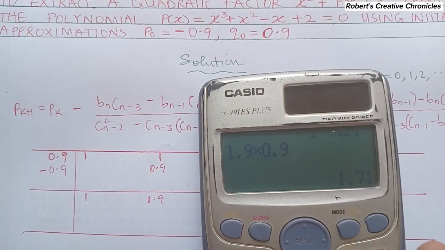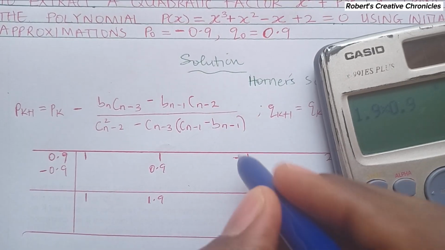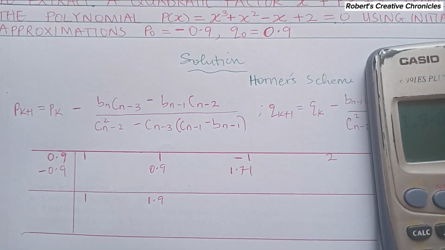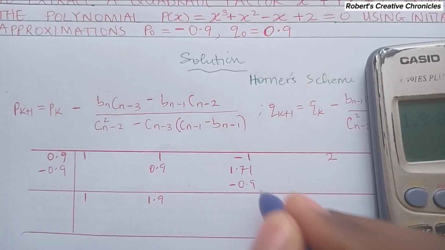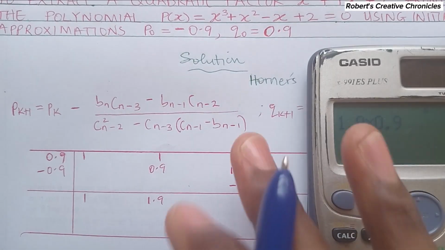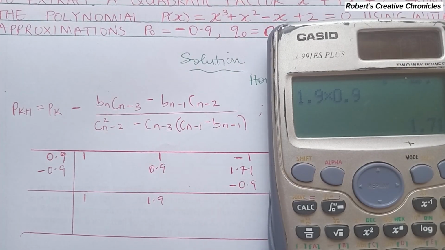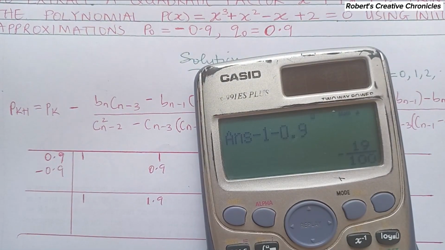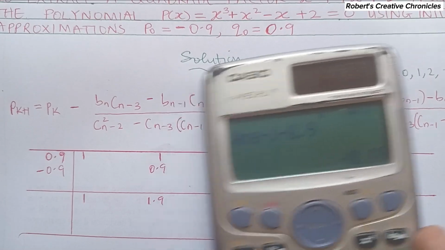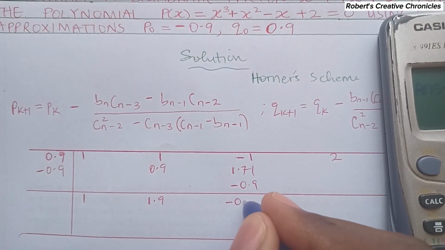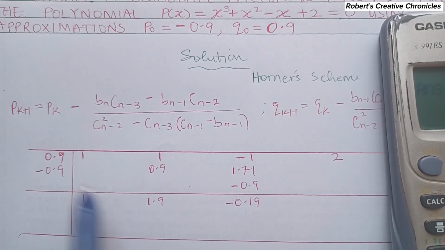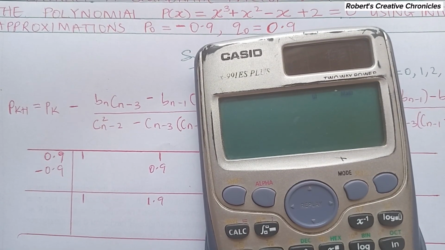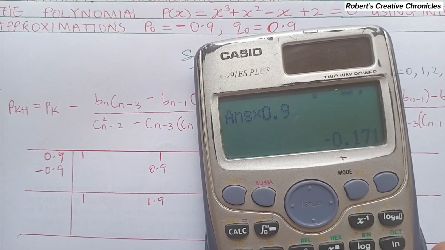This is 1.71. So here will be 1.71. Then 1 times this is negative 0.9. Then you add them: 1.71 minus 1 minus 0.9. This is negative 0.19. Then in the same way, these 2 and these 2. So it will be negative 0.19 times 0.9, which is negative 0.171.